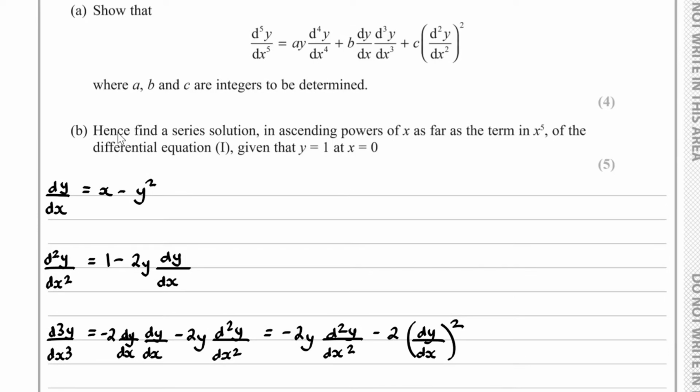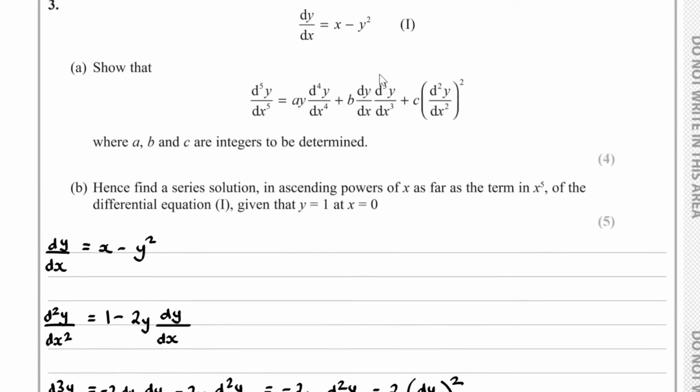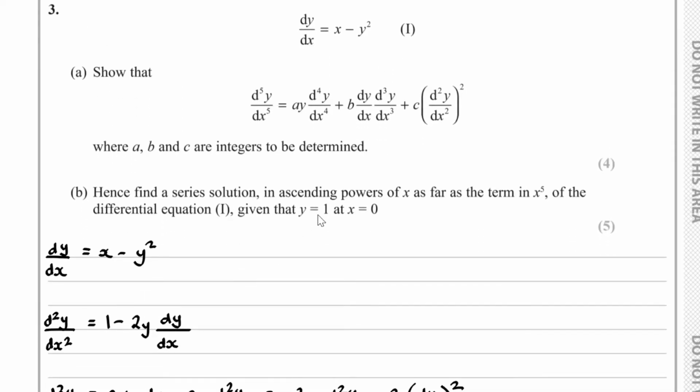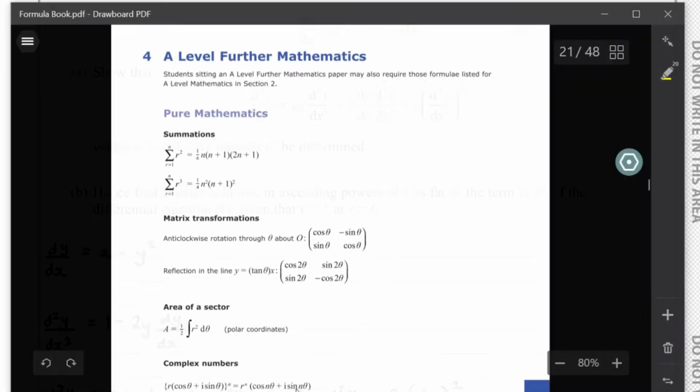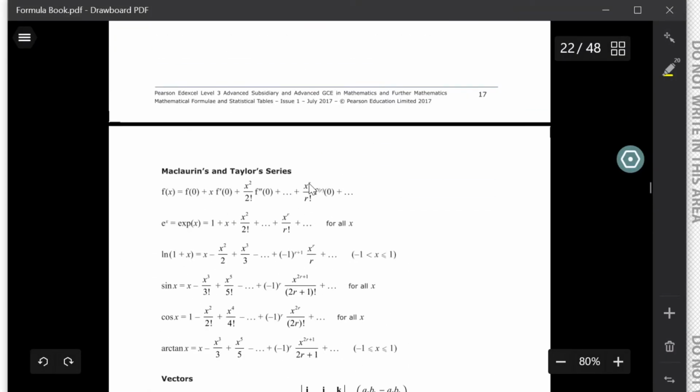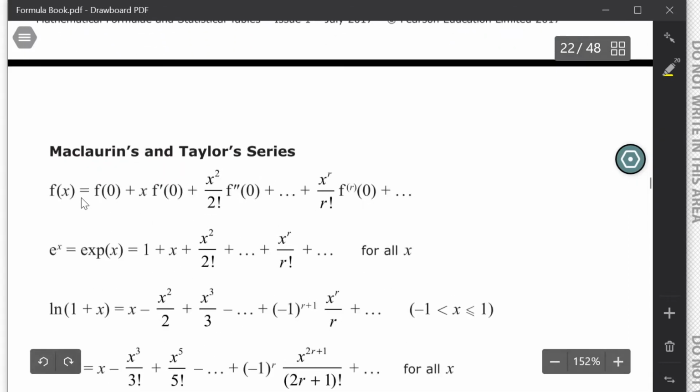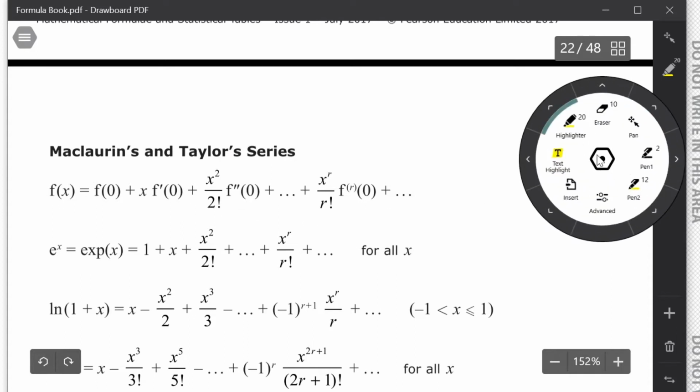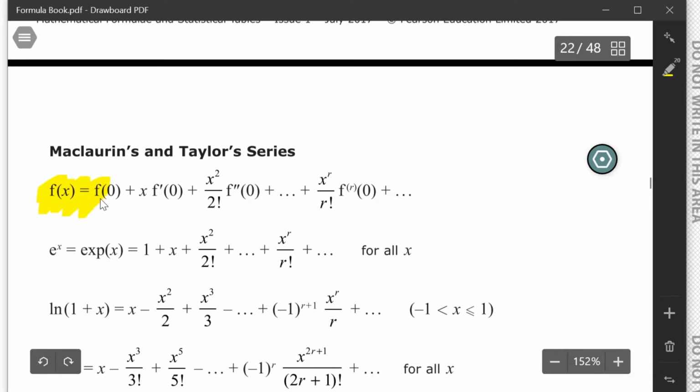Now for part B, we have to hence find a series solution in ascending powers of x as far as the term in x to the 5 of the differential equation over here, given that y equals 1 at x equals 0. So for part B, we'd have to look in the formula book, and because we're evaluating a series at the point x equals 0, we'd have to use our Maclaurin series over here. So let's just highlight what we need to use. We need to use this formula over here.